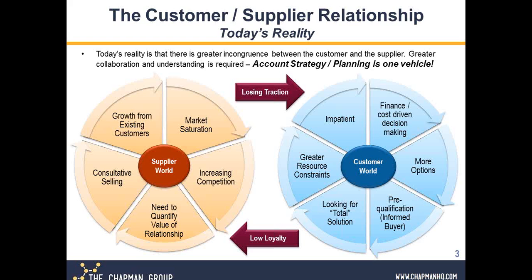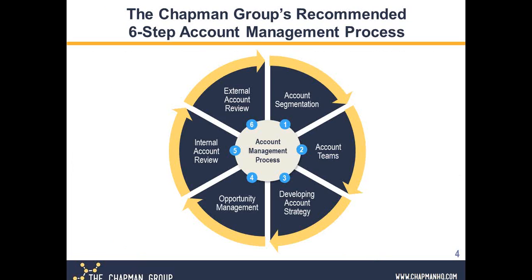So really, as a transition here today, we're talking about how do we make these worlds work better together. And one thing we know is that account strategy and planning is one of the methods that can make that happen. We recommend in account management a 6-step process. Very easy to follow the wheel, a little bit right to left. It all starts with segmentation, building teams, and where we're focused today quite a bit is this whole account strategy, which actually should contain in it opportunity management. And certainly probably 2 of the most critical inspection tools that we have out there are internal account reviews and external account reviews.